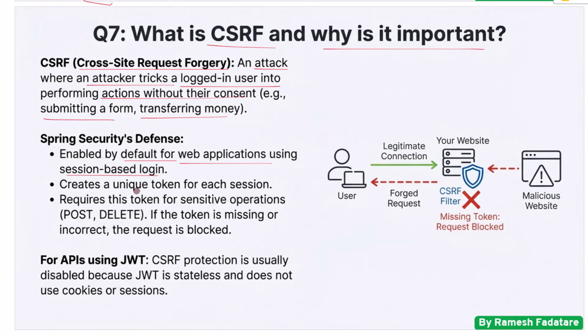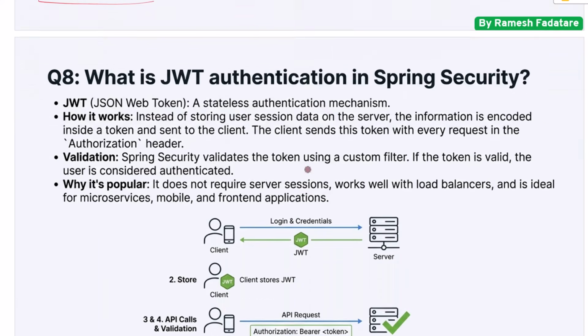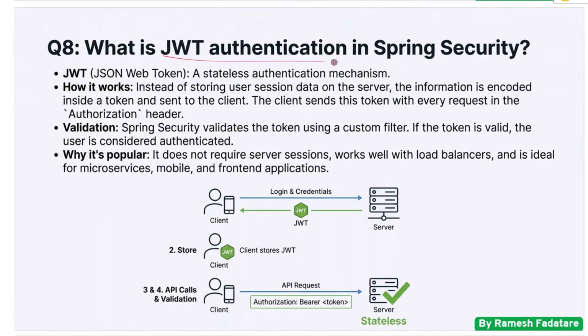It creates a unique token for each session and requires this token for sensitive operations such as POST or DELETE requests. If the token is missing or incorrect, the request is blocked. For APIs that use JWT tokens, CSRF protection is usually disabled because JWT is already stateless and does not use cookies or sessions.